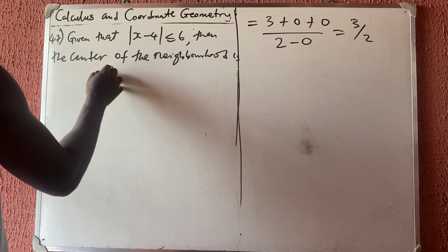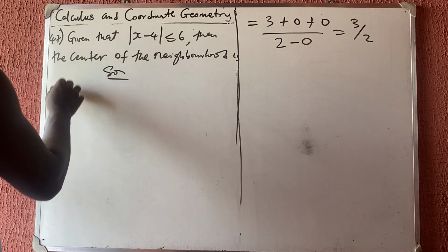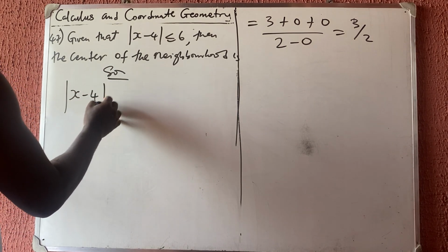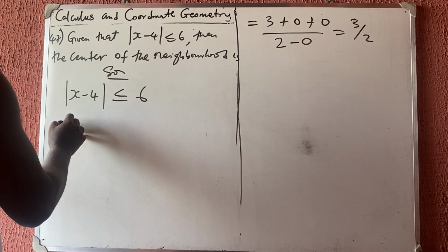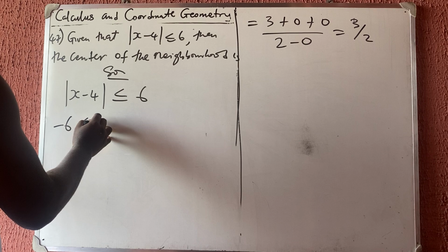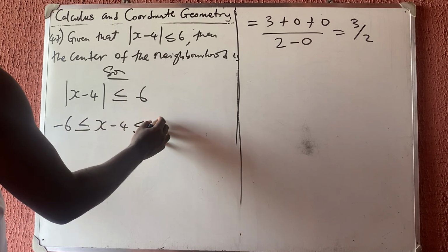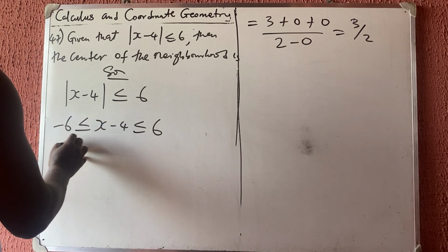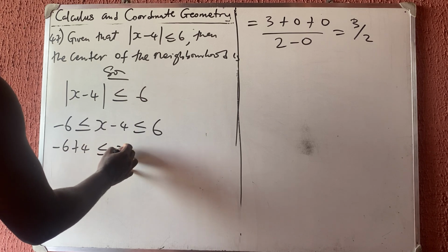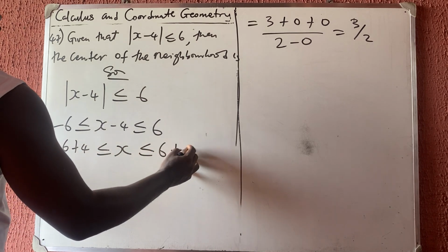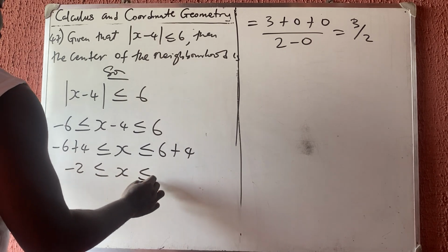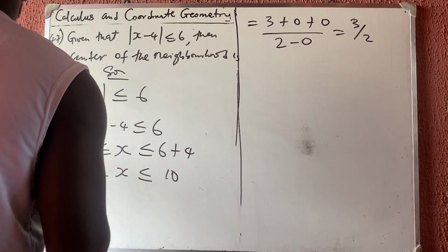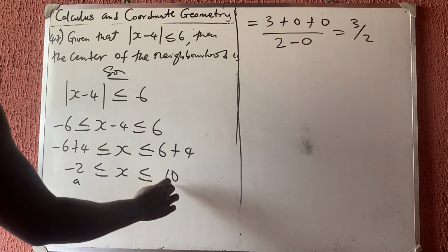Okay, now solution. First of all, as we saw before, we have that minus 6 is less than or equal to x minus 4, which is less than or equal to 6. This one comes, I have minus 6 plus 4 is less than or equal to x, which is less than or equal to 6 plus 4. Which gave us minus 2 is less than or equal to x, which is less than or equal to 10. Okay, so this is your A and B.